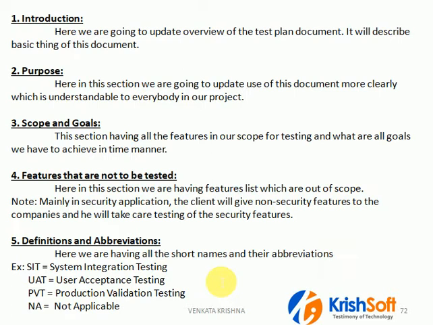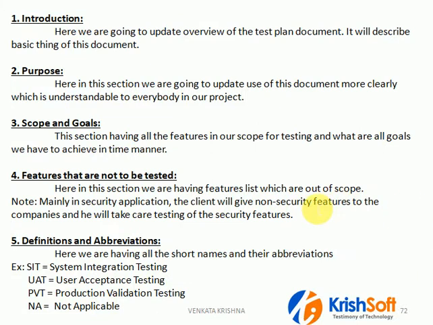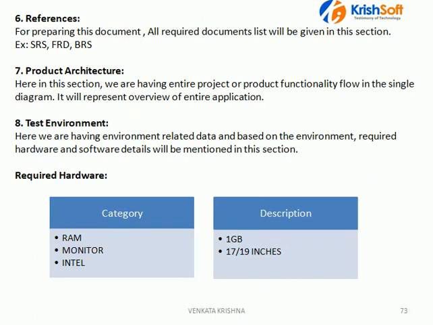Next, the sixth section is the references part. What are the different documents we need to take as references? For example, the requirement document is a reference to prepare the test plan: business requirements, functional requirements, software requirements. These are the various documents we need to have knowledge of before we prepare the test plan document.